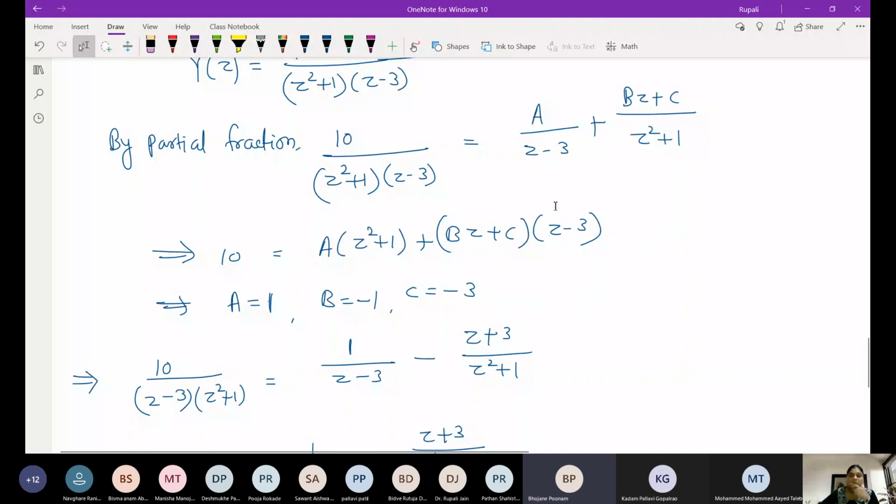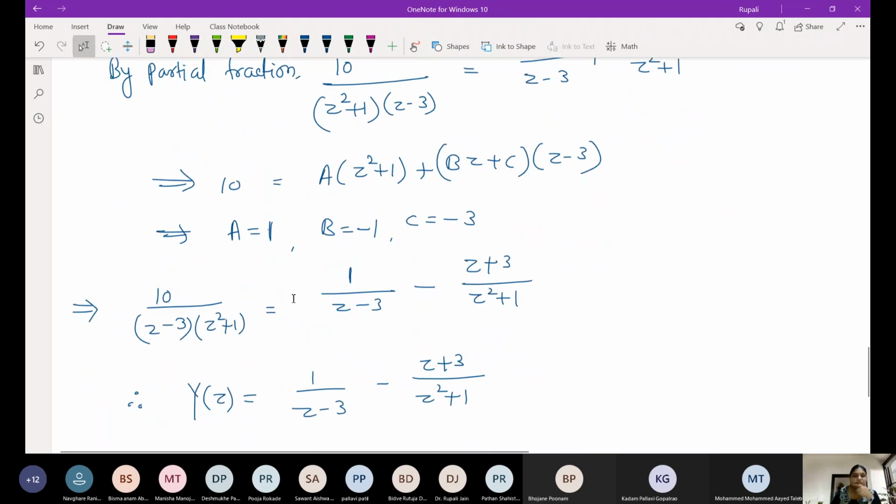10z is equal to 30. So you can just simplify this, no?